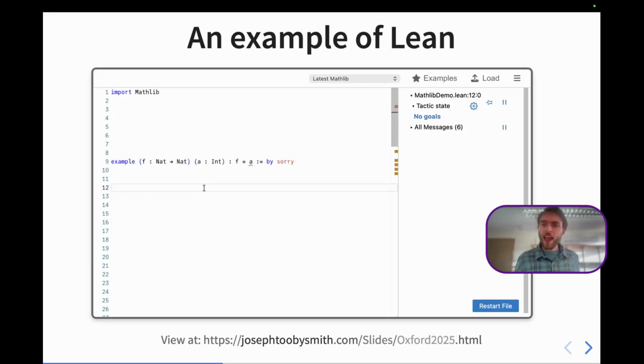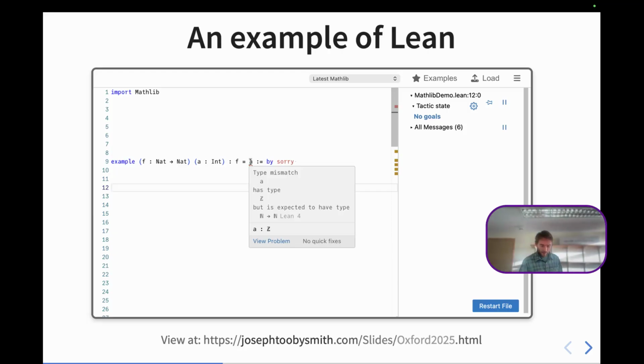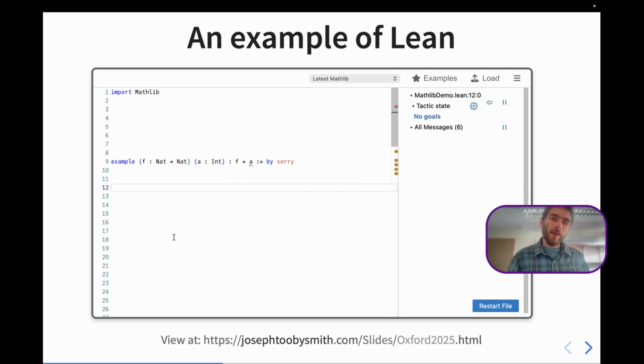You have set a function f to be a natural number a. And if we hover over this a, it basically says this exact thing. The type of a is an integer. So a is an integer, but it's expected to be a function because you've set it equal to a function, but it's not a function. And this is why Lean is so powerful, because it doesn't let you write things that are mathematically incorrect.